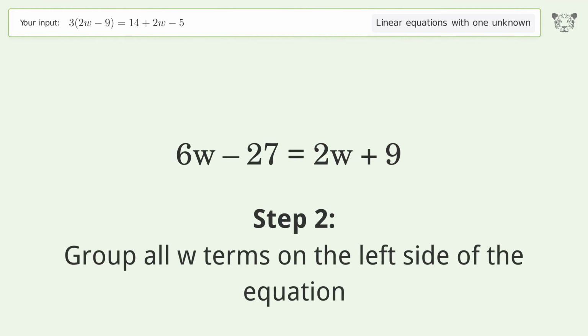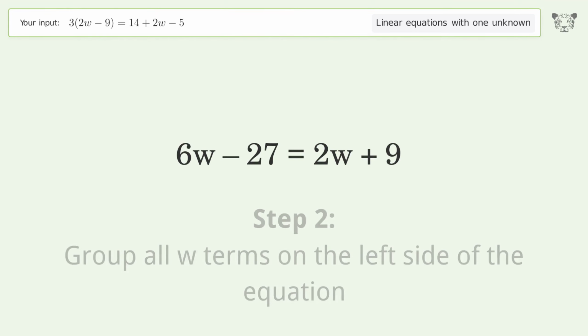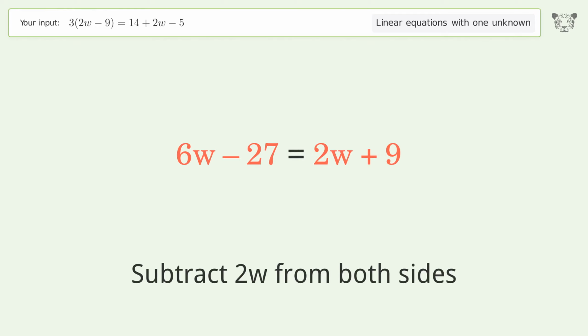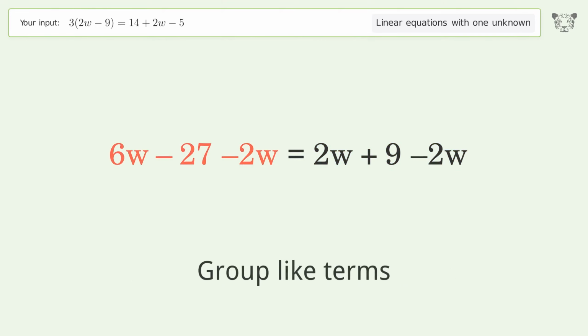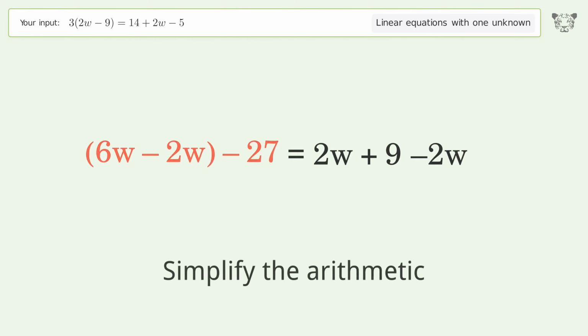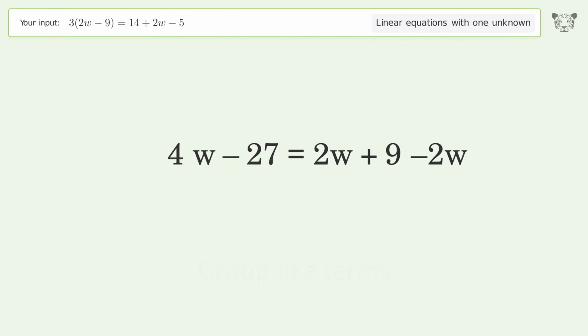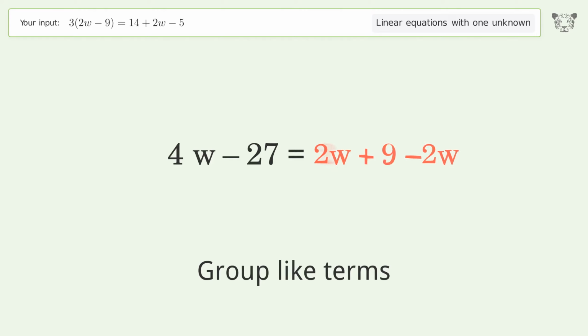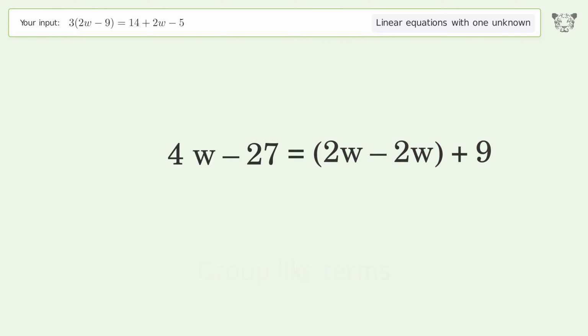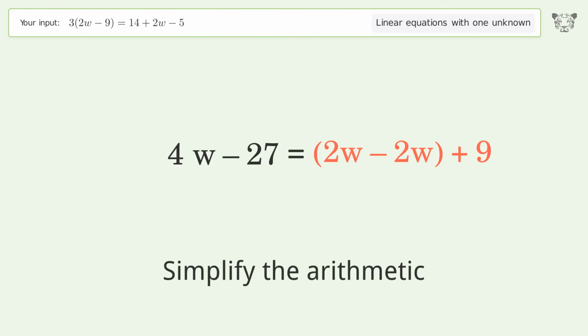Group all w terms on the left side of the equation. Subtract 2w from both sides. Group like terms. Simplify the arithmetic. Group like terms. Simplify the arithmetic.